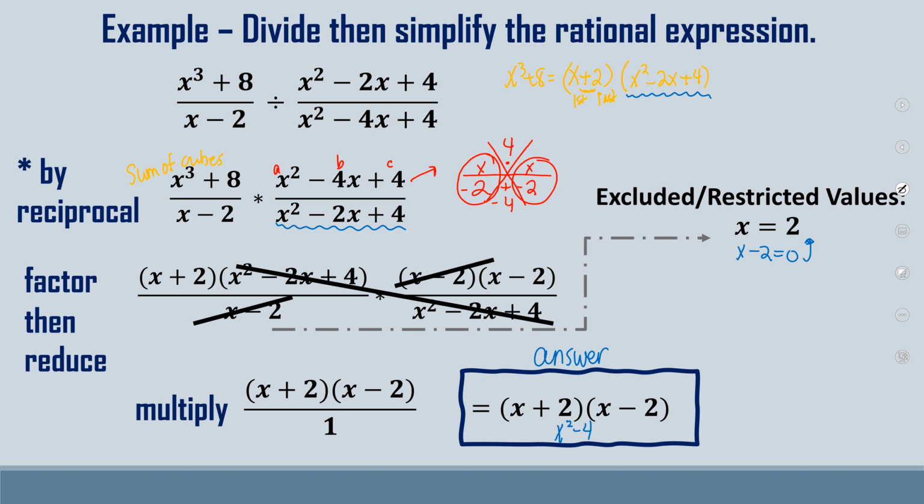And again, we don't have to worry about the other denominator's factor, x squared minus 2x plus 4, because that one would give us complex solutions. So we don't have to worry about those as domain restrictions. Okay, let's continue on. That one was a doozy. That's a tough one to start with.